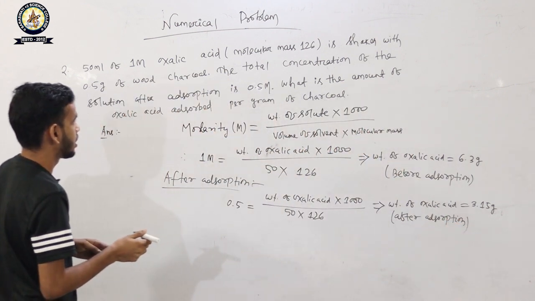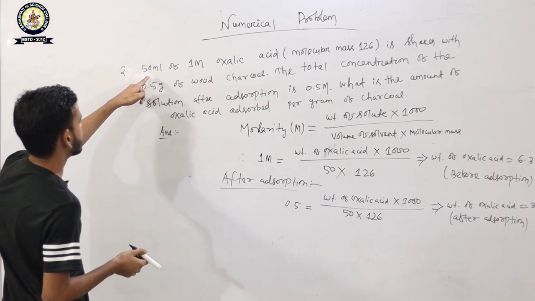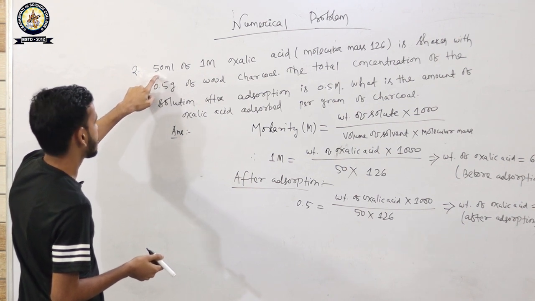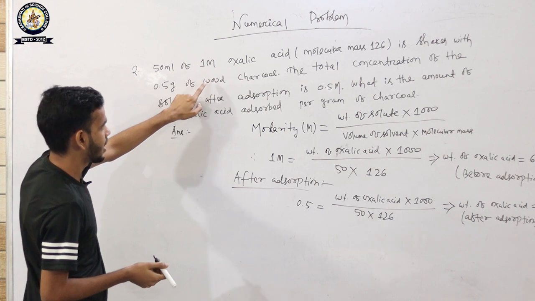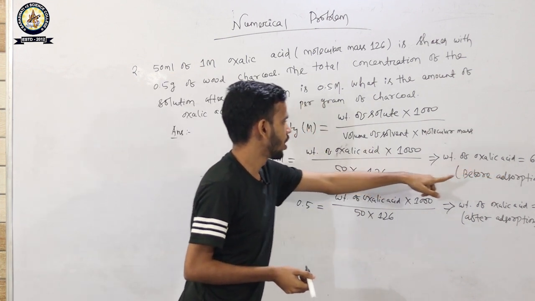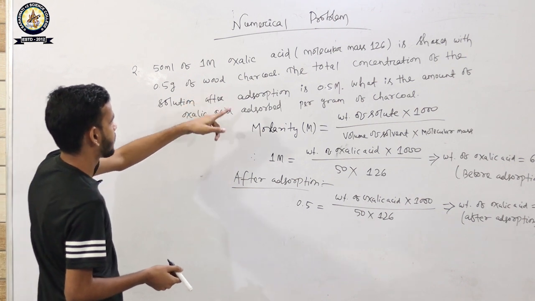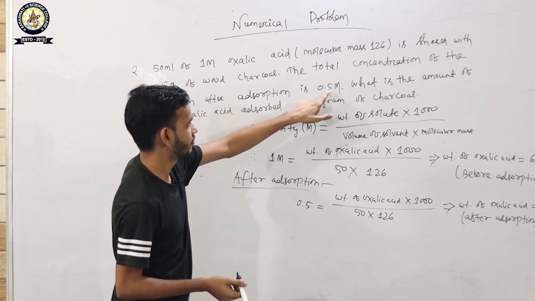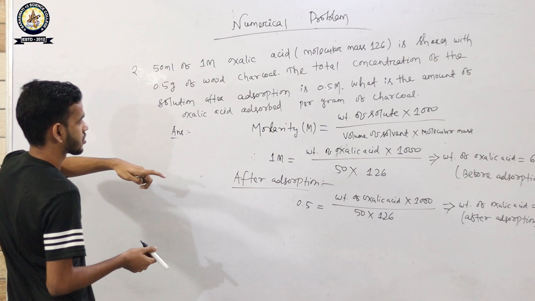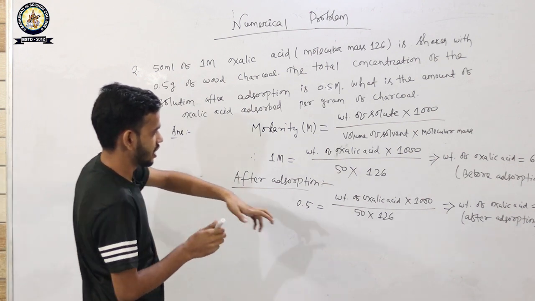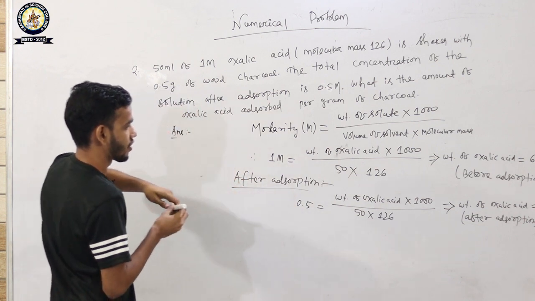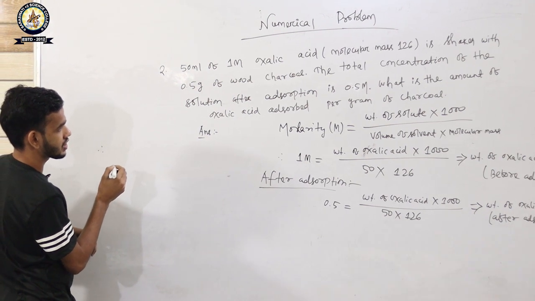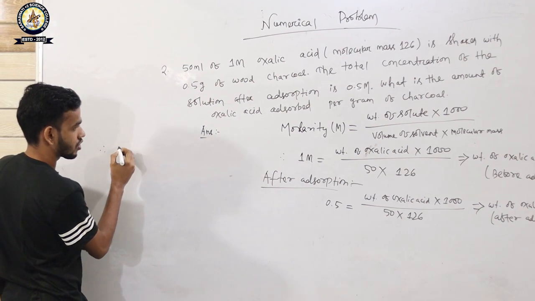So dear students, see, when we have this 50 ml of 1 molar oxalic acid solution, and we have the second, the same solution with the wood charcoal, in that there is actually 6.3 gram of oxalic acid. But what happened after this adsorption process, the concentration of the same solution is reduced to 0.5 molar. So in that 0.5 molar solution of oxalic acid, there is actually 3.15 gram of oxalic acid. So what is the amount of this oxalic acid that is left after the adsorption? That is the question.